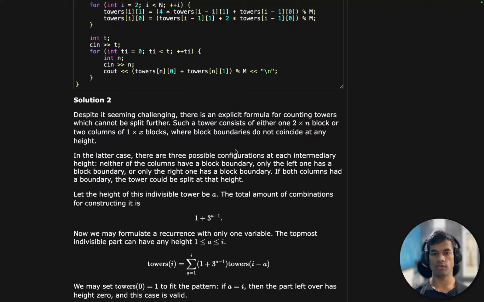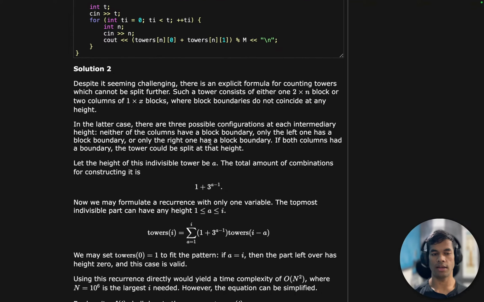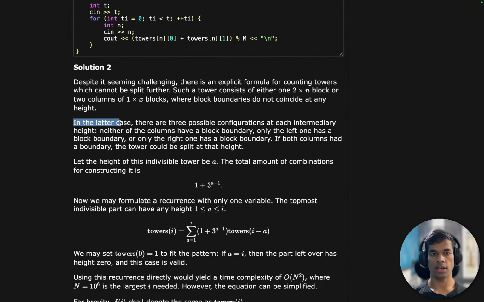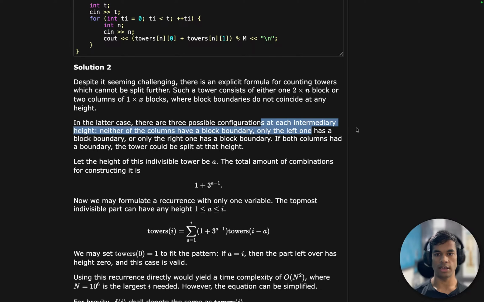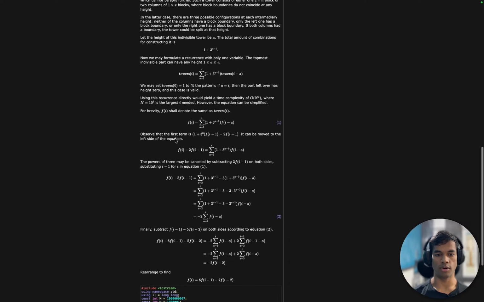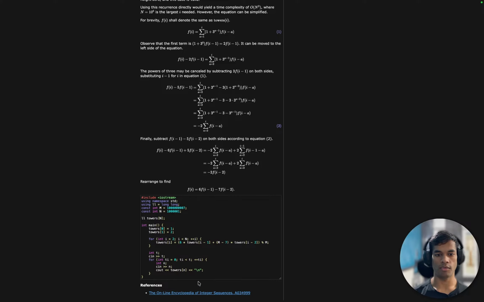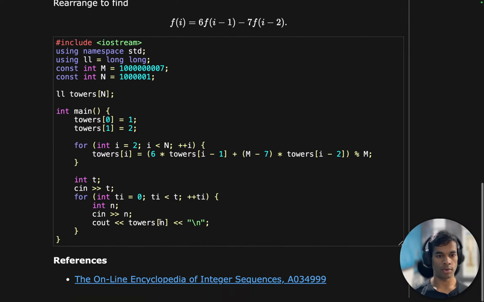Where block boundaries do not coincide at any height. In the latter case, there are 3 possible configurations at each intermediary height. Neither of the columns have... okay, they do not have a diagram for this one. What is their formula?